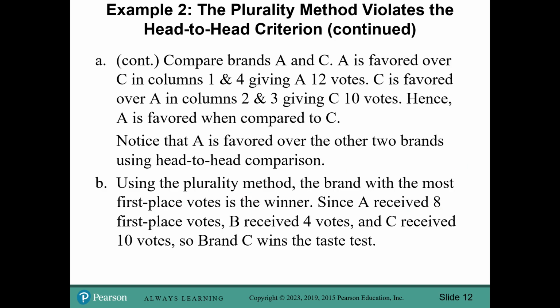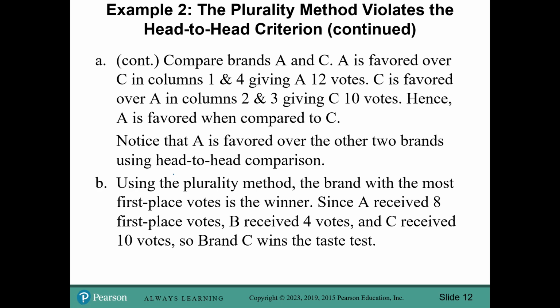But we also need to compare brands A and C and brands B and C. Okay. If we compare brands A and C, A is favored over C in columns 1 and 4, giving A 12 votes. C is favored over A in columns 2 and 3, giving C 10 votes. Hence, A is favored when compared to C. Now, if A is favored over both B and C, then it doesn't matter if B is favored over C, because A is favored over both. So we can actually stop here.